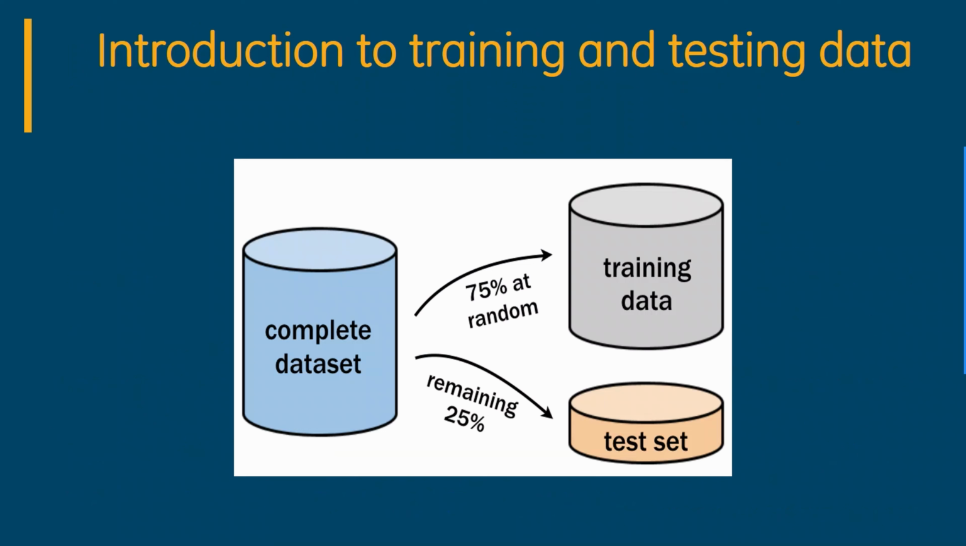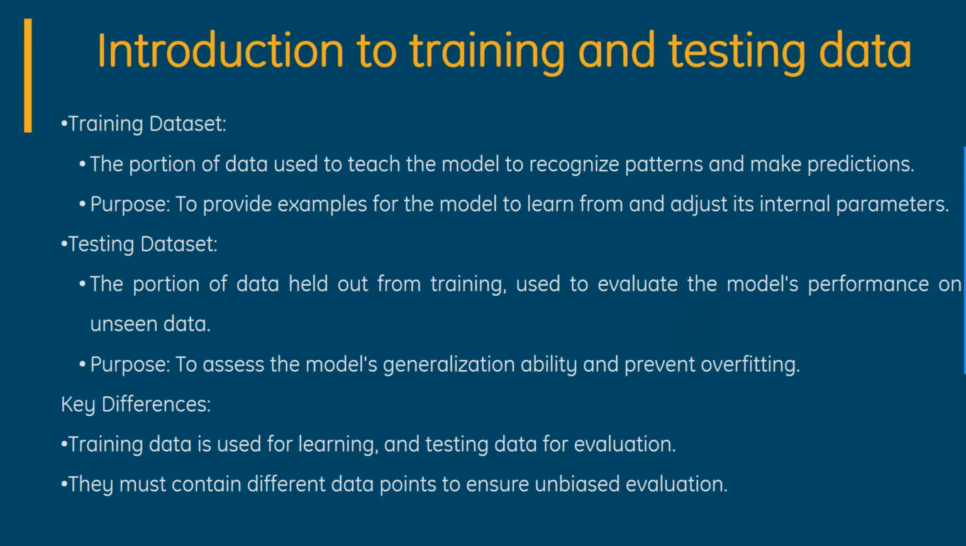Next, this is a small introduction to training and testing of the dataset. So there is a complete dataset, and 75% at random becomes the training dataset and the remaining becomes the testing dataset. How these two will be used will be seen further on.